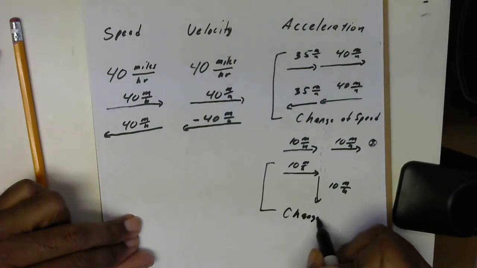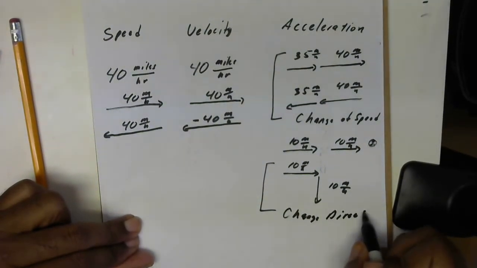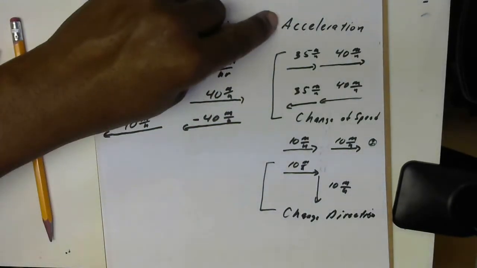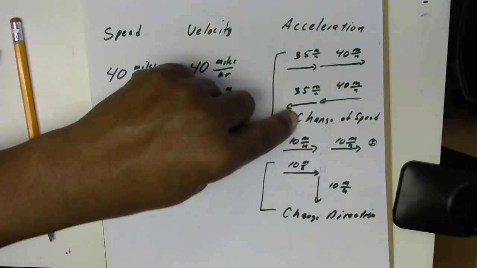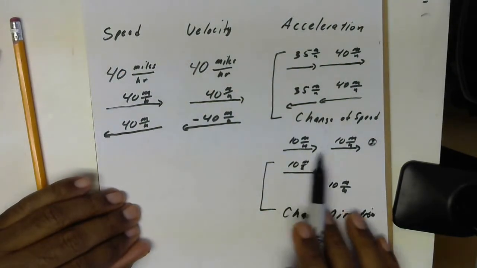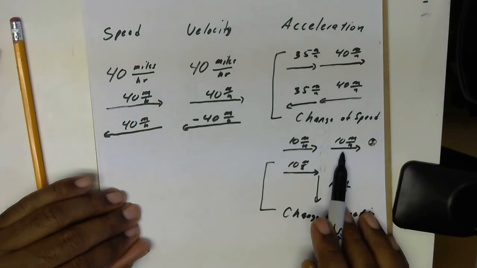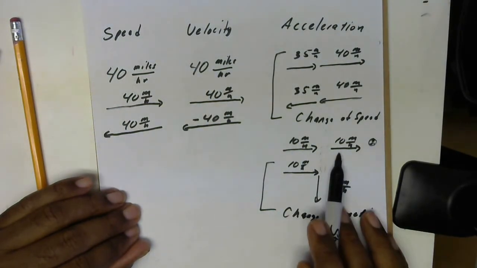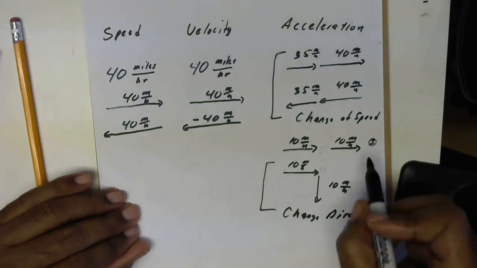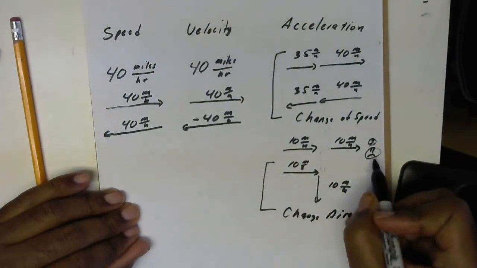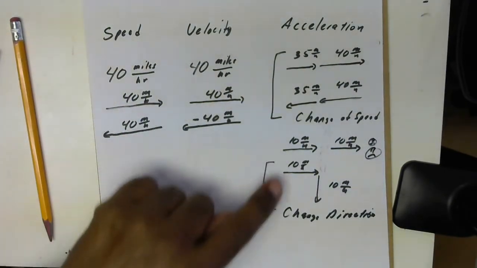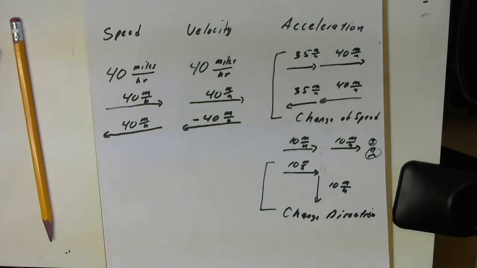So if you change directions, that's an acceleration. Or if you change your speed, that's an acceleration. If you don't change your speed and you don't change your direction, then this is zero acceleration. Just very sad. Zero. He's just sad. So it takes either a change of speed or a change of direction to get acceleration.